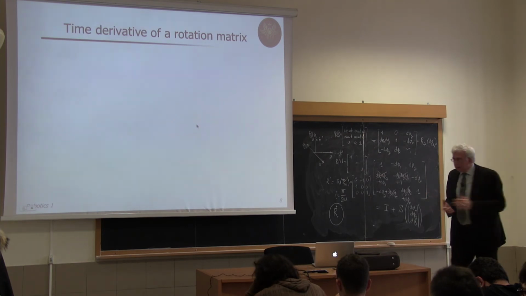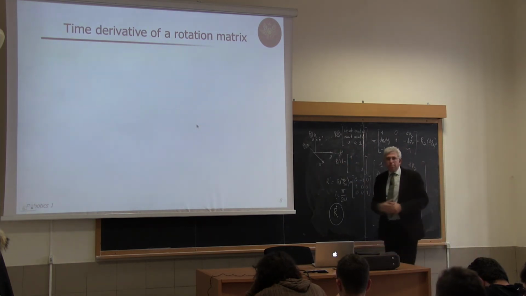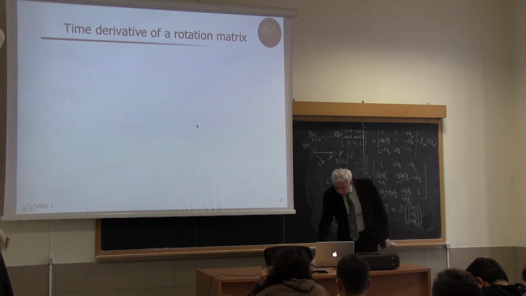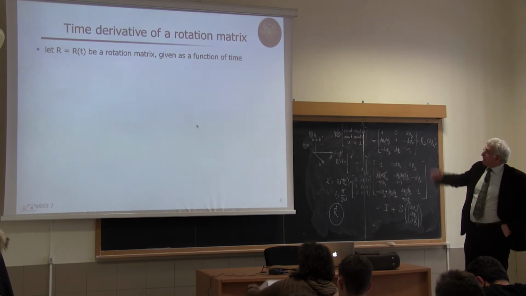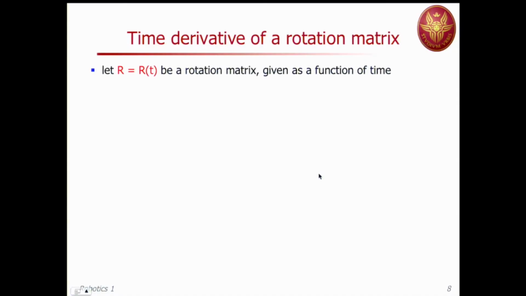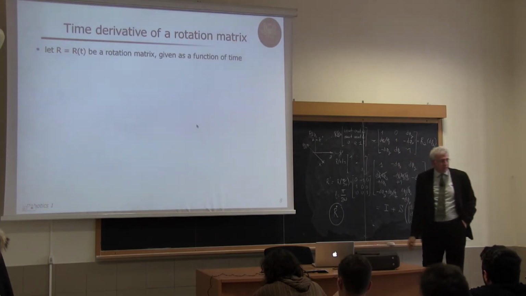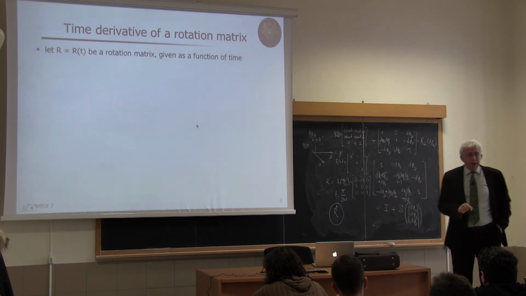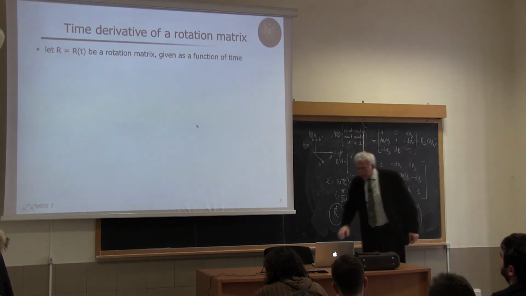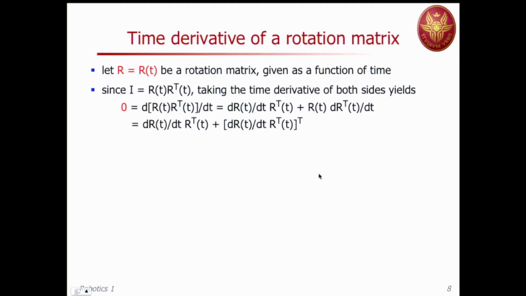Okay? Now in this case it is very simple to do this computation, but now we will do this in general. So let's have a rotation matrix, which is a generic function of time. I don't want to look inside how it is made. I just want to check if I can give an expression for its time derivative. And for doing this, I use a very simple property.